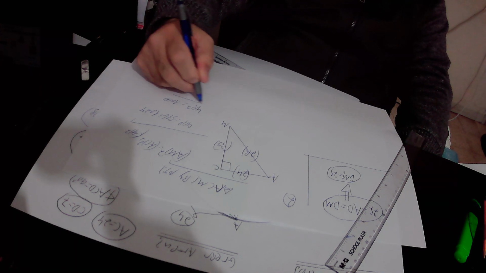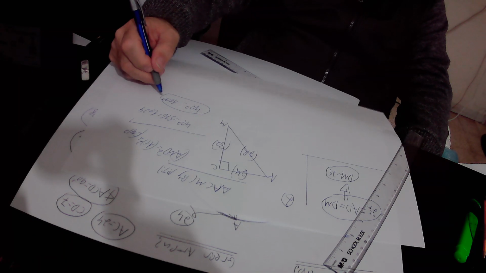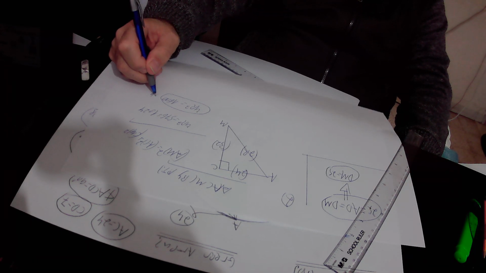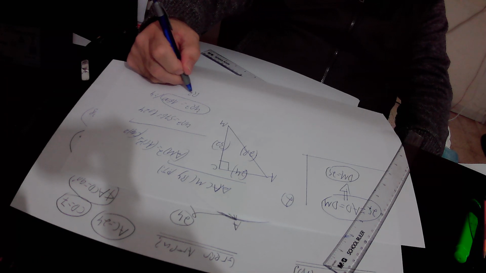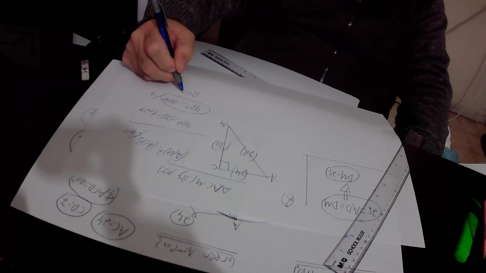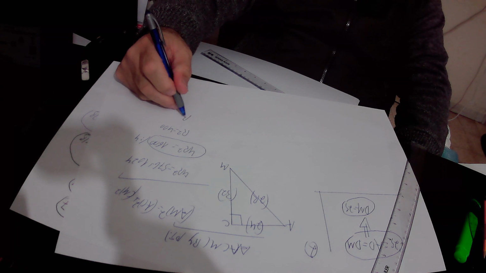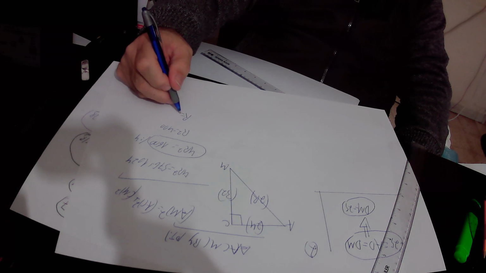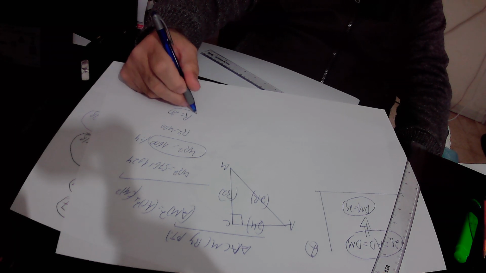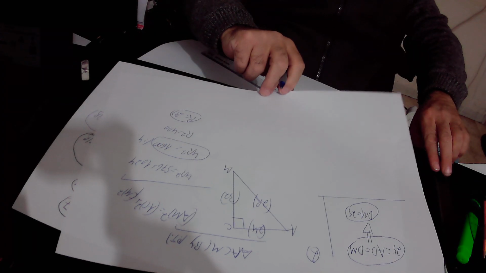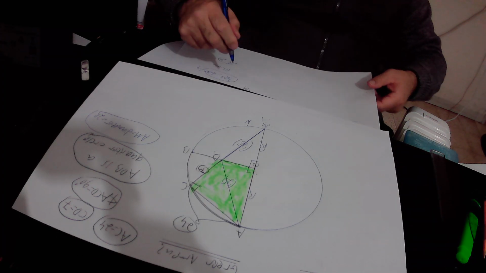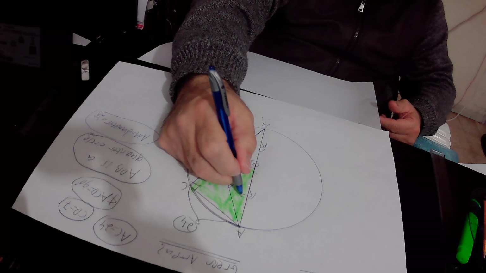So 4r squared equals 1600. We divide this equation by 4 and finally we get that r squared equals 1600 over 4, that is 400. We take the root of this equation and finally we get that r equals the square root of 400, that is 20. So the radius of the circle r equals 20 units.